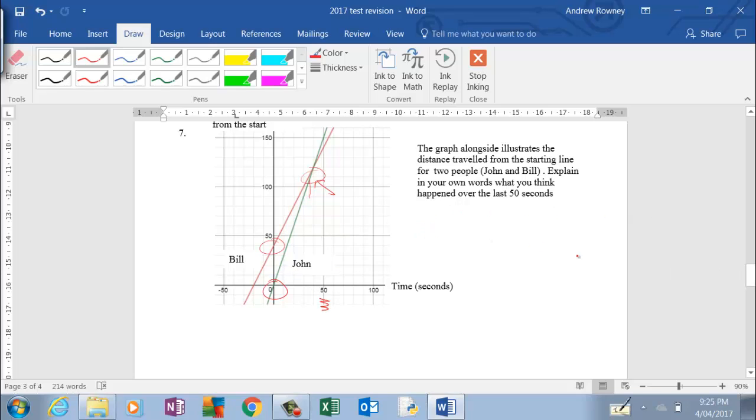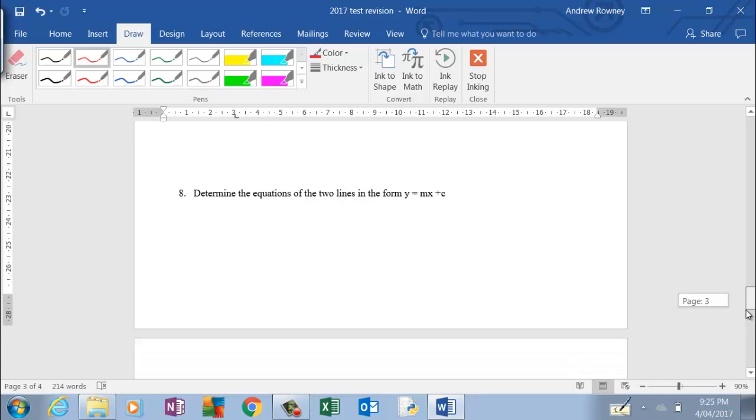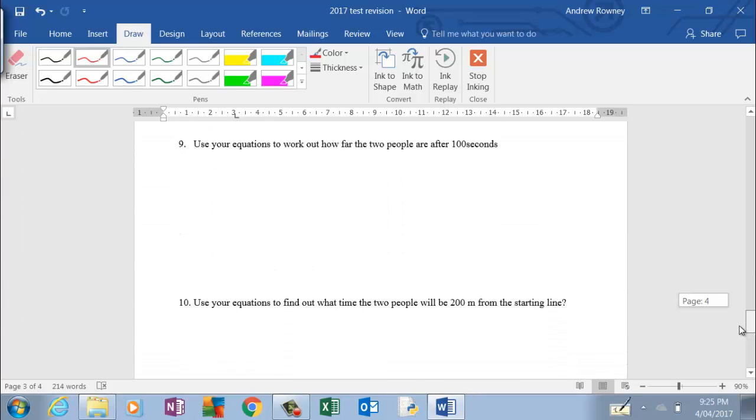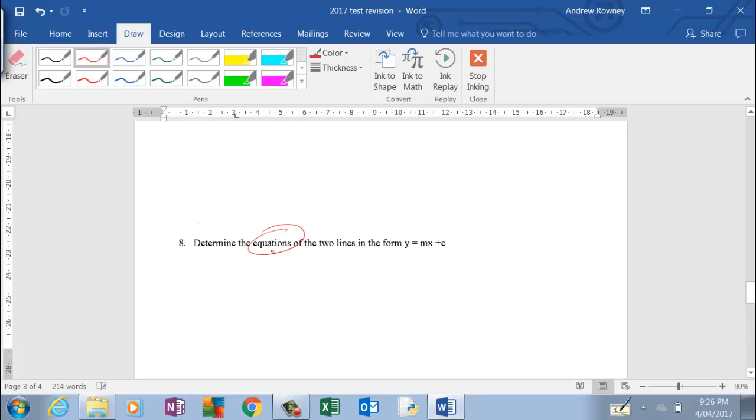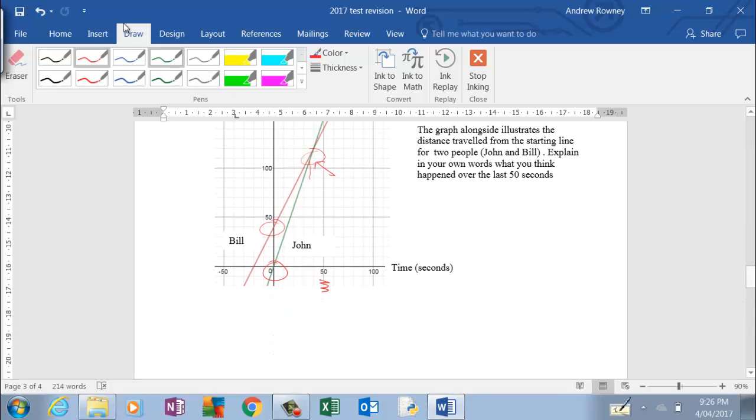You could work out the slopes of those two lines, and that's what we have to do in question 8, because I need to work out the equations. So we need to know the slopes and the y-intercept. So we'll work out the slopes of John and Bill separately.